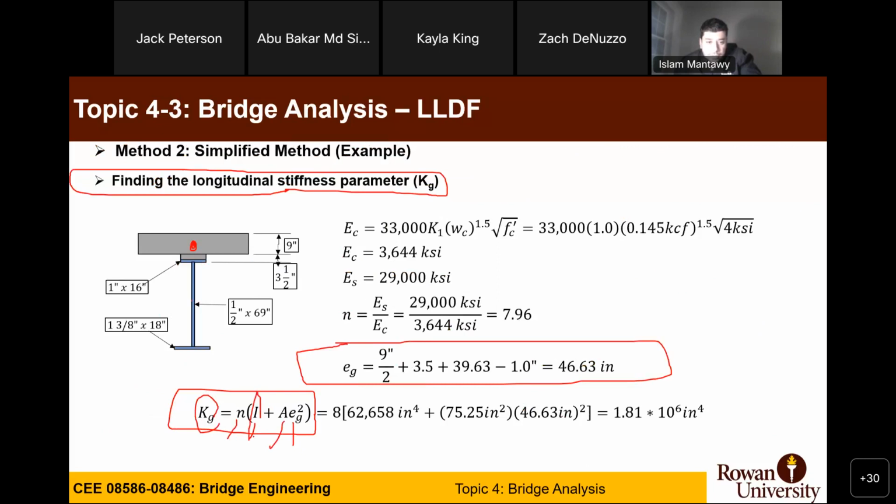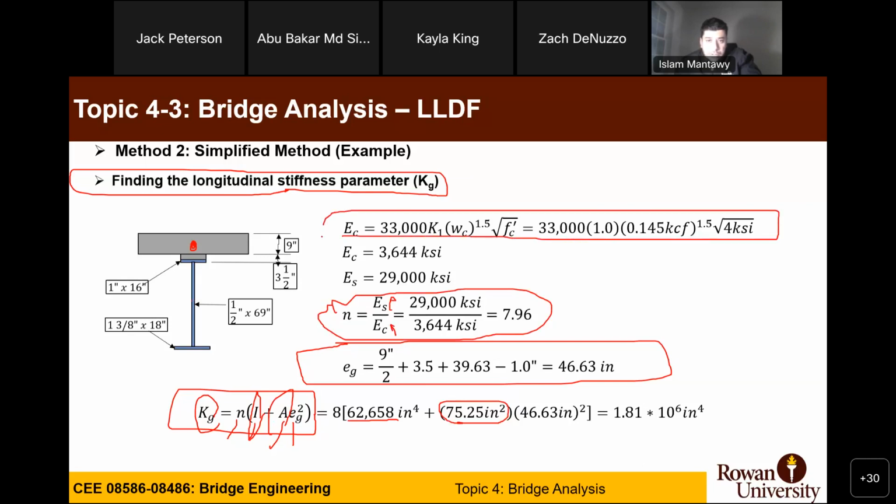I is given, 62,658. A is given as 75.25. So we need to calculate n and eg. n is the modular ratio, the ratio between the modulus of elasticity of the steel girder to the concrete deck. You can calculate the modulus of elasticity of concrete based on the AASHTO equation for 4 ksi, and the steel is around 29,000 ksi. You get about 7.96, so the integer is around 8.